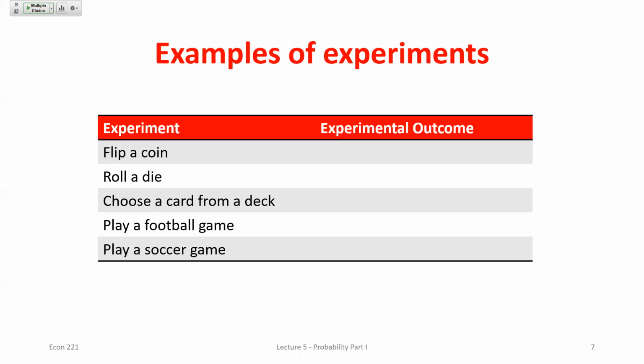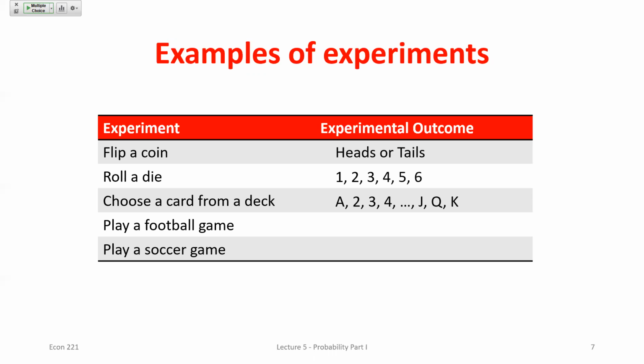So, we're thinking about some examples that are really easy. If I flip a coin, it can come up heads or tails, right? So I've got 2 experimental outcomes. I roll a die, 1 through 6, if it's kind of normal. Pull a card from a deck, if this is a normal card deck, ace through king.